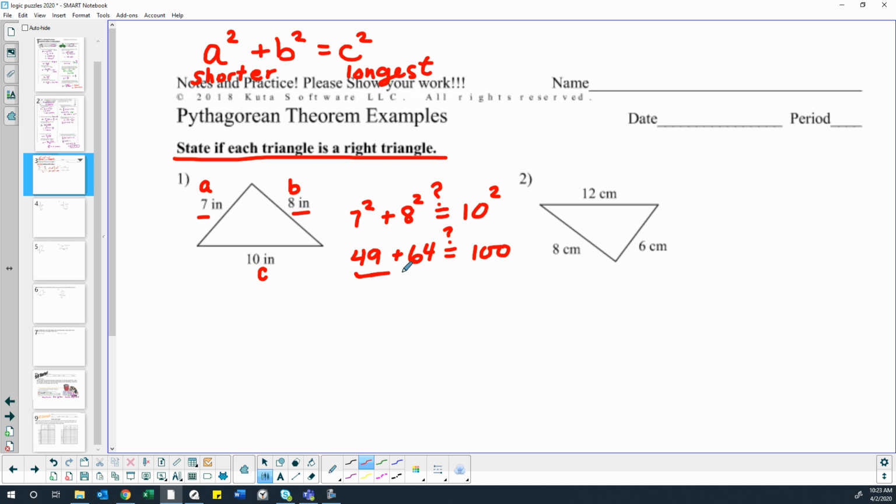Let's go ahead and add these numbers together. 9 plus 4 is 13. And then 4 plus 6 is 10 with the extra 1 from the 13. So that would be 11. So 113. Now does 113 equal 100? No, it does not. So we say that they're not equal. And this is not a right triangle because Pythagorean theorem did not work.